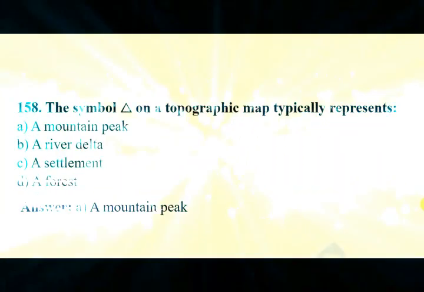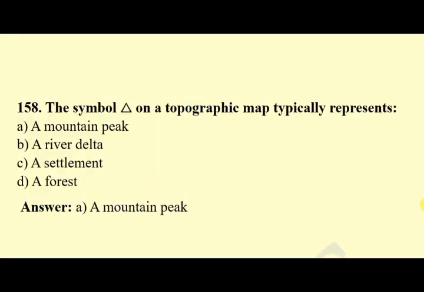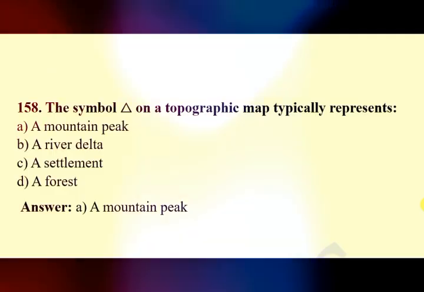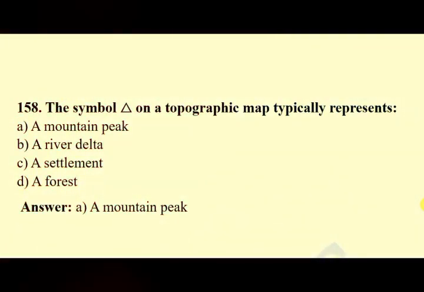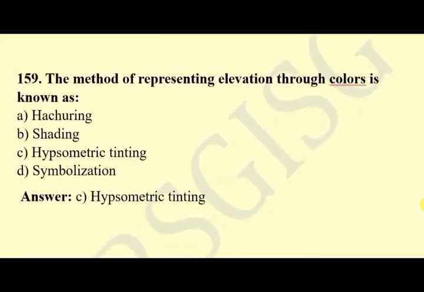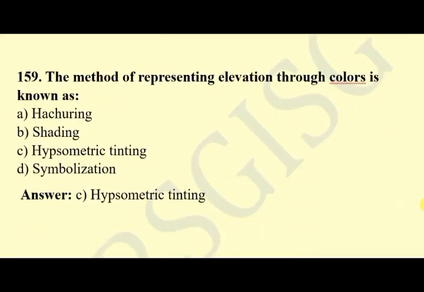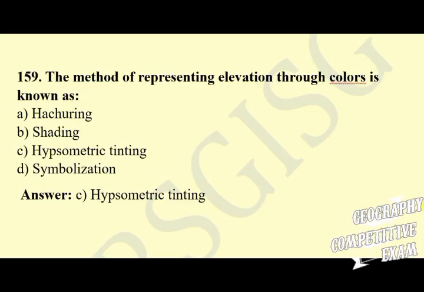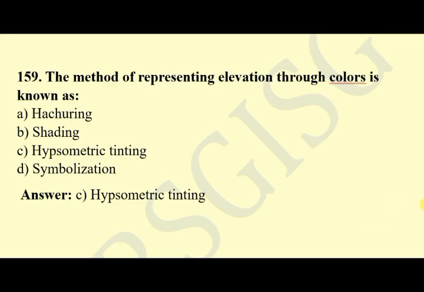Question 158. The symbol delta on a topographic map typically represents: a mountain peak, a river delta, a settlement, a forest. Here the right answer will be mountain peak. Question 159. The method of representing elevation through colors is known as: hatching, shading, hypsometric tinting, symbolization. Here the right answer will be hypsometric tinting.